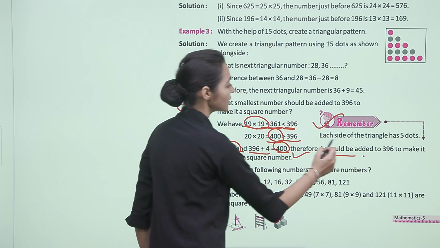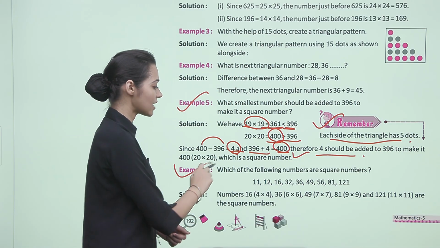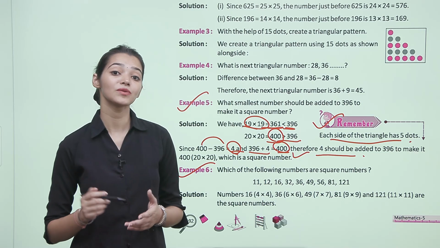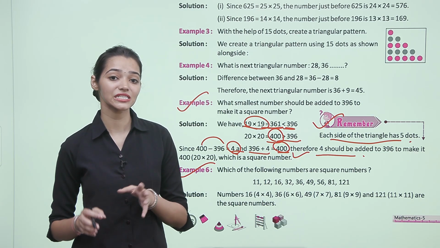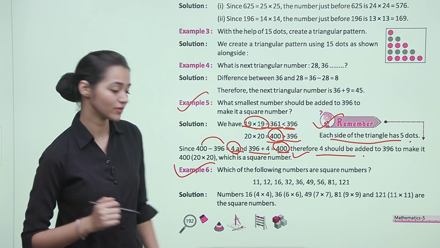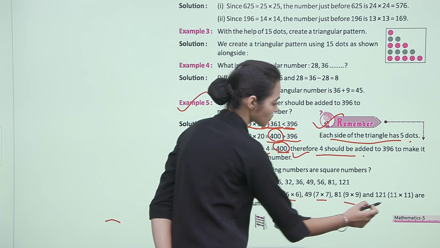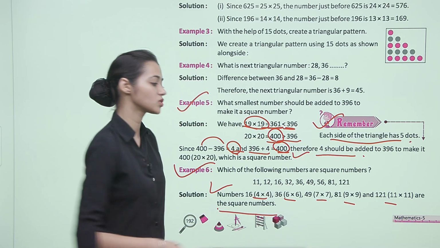Now always remember, each side of a triangle has 5 dots. Now in example number 6 we have to tell which of the following numbers are square numbers: 11, 12, 16, 32, 36, 49, 56, 81 or 121. So 4 square, 6 square, 7 square, 9 square, 11 square are our square numbers.